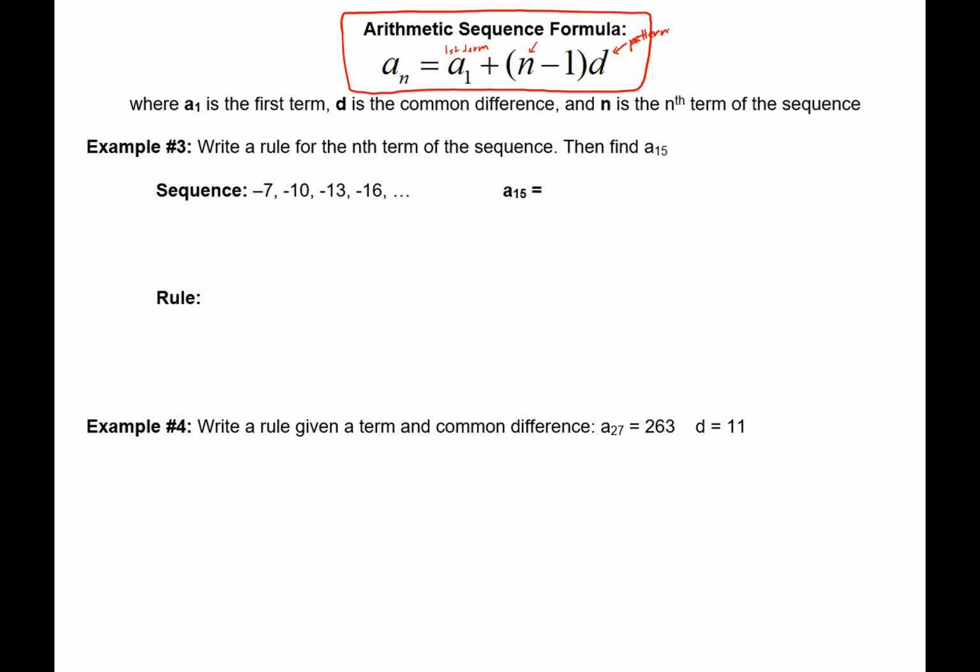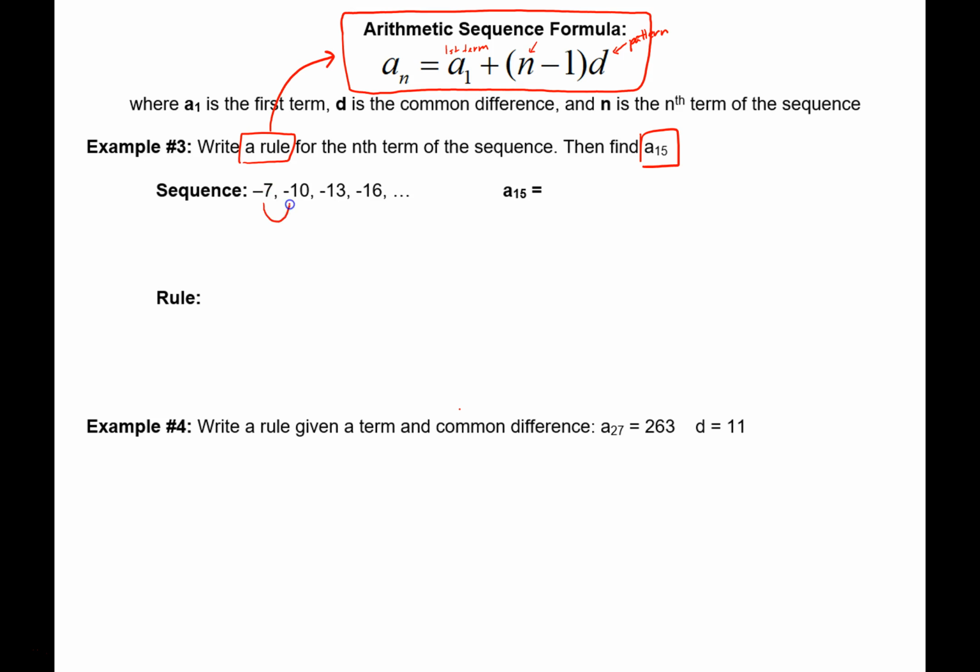So let's see if we can look through a couple of these. The first example here says write a rule, so I need to figure out what the equation is. That's what I'm using the formula for the nth term of a sequence. So I'm trying to find the rule, and then I'm going to find a sub 15, the 15th number in the list. I'm going to use the rule for that. I'm not just going to keep adding whatever it is until I get to 15. Because if I asked you to find a sub 100, nobody wants to do that. Like 99 times, right? Okay, so let's figure out what the rule is first.